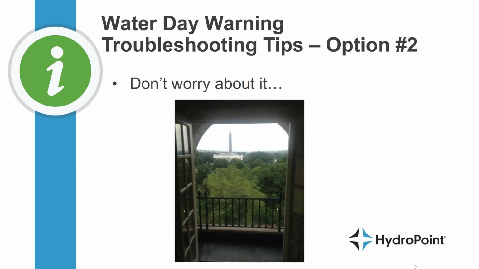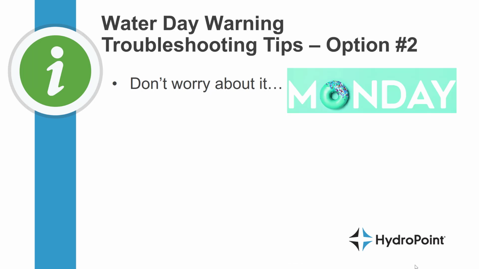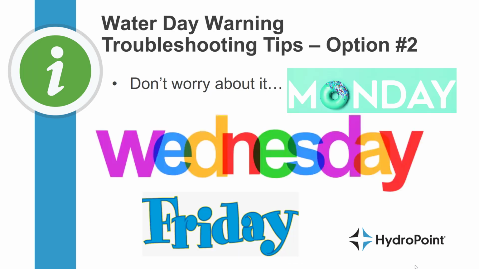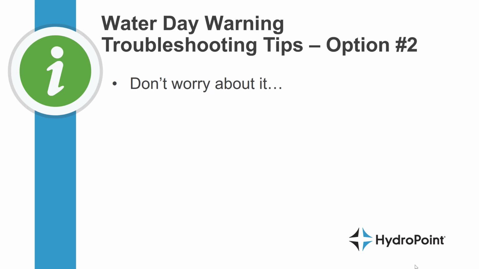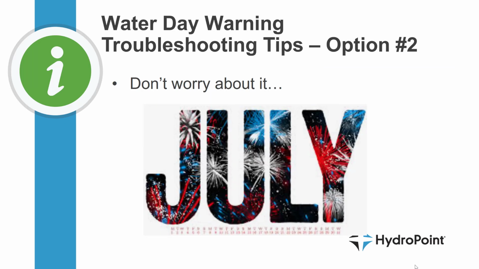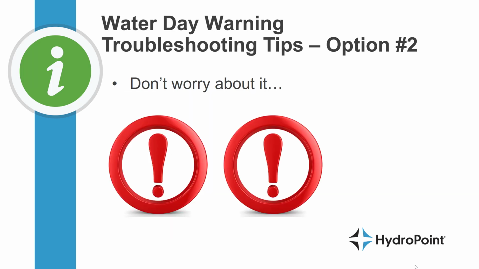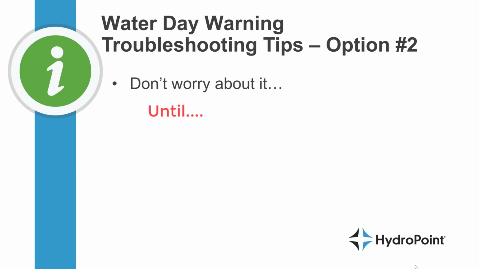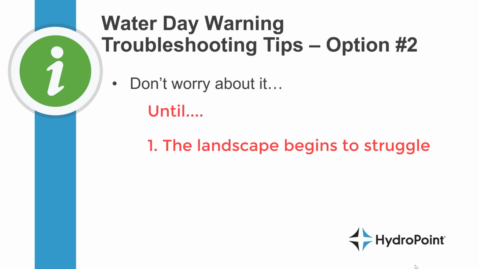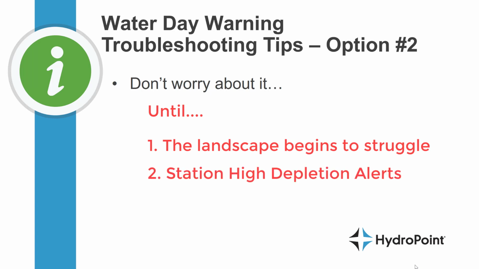For instance, in my own yard, Denver Water only wants me to irrigate 3 days a week. So I'll start to get water day warnings when the turf wants more than 3 days of irrigation for the week, which in Denver starts in about May and ends in about October. So all through the summer, I get water day warnings and I just don't worry about it until I feel like those water day warnings are causing something worse to happen, like the health of the landscape is being compromised, or you're getting station high depletion alerts. If either of these things are ever happening, it might be time to take a closer look at the program.